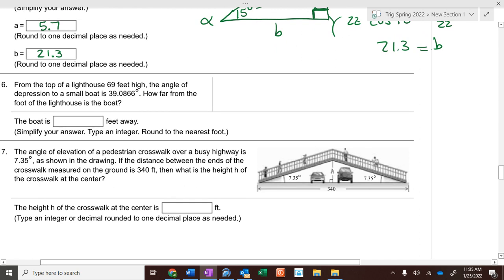All right, from the top of a lighthouse, the angle of depression to a small boat. So here's the lighthouse. There's a horizontal line. Here's the angle of depression down to a small boat. Okay, the angle of depression is 39.0866 degrees. The lighthouse is 69 feet high. How far is the base of the lighthouse away from the boat?